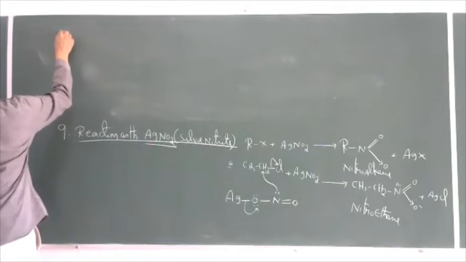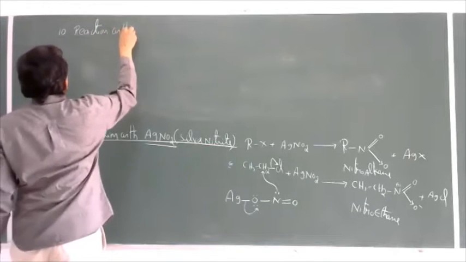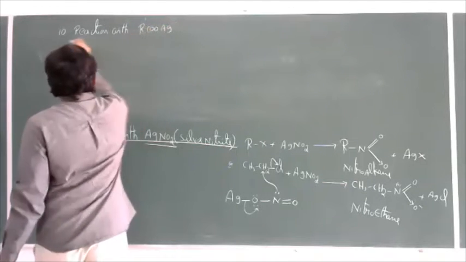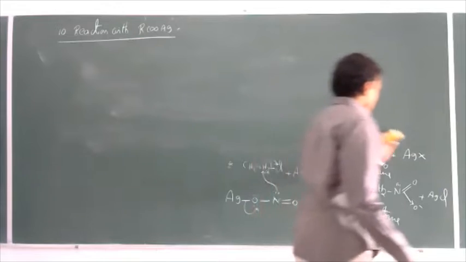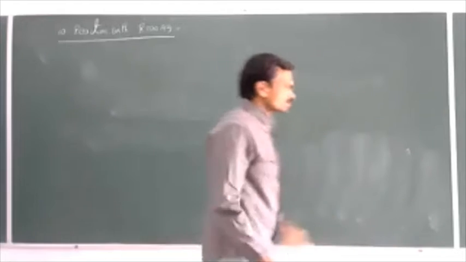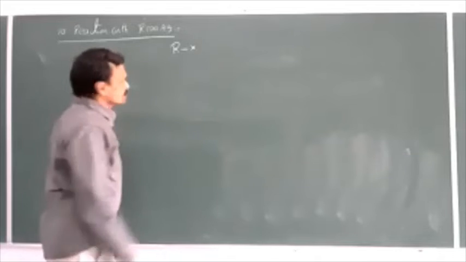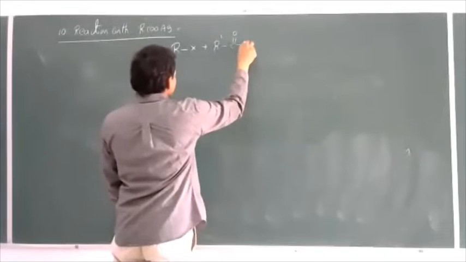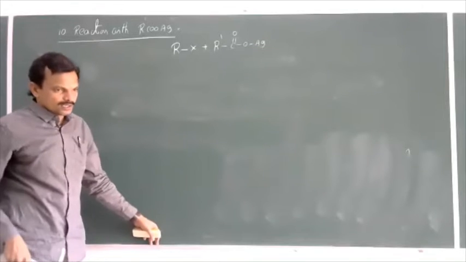A reaction with silver salts of carboxylic acids. So when haloalkane RX is allowed to react with R dash COOAg, silver salt of carboxylic acid.